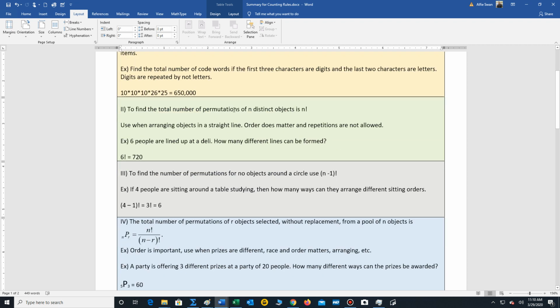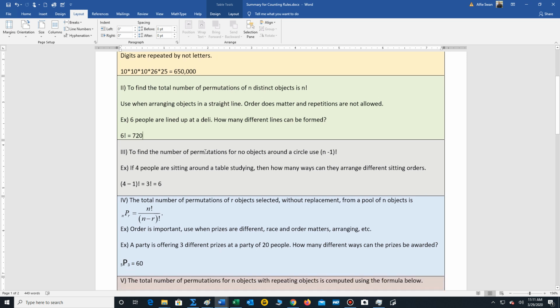For our next rule, remember that a permutation is an arrangement of objects. If we have n distinct or different objects, we calculate this permutation by computing n factorial. How do we know when to use this rule? When we're arranging objects in a straight line. Repetitions in this case are not allowed, and order matters. So let's say that 6 people are lined up at a deli. How many different lines can be formed? Well, 6 factorial is 720.